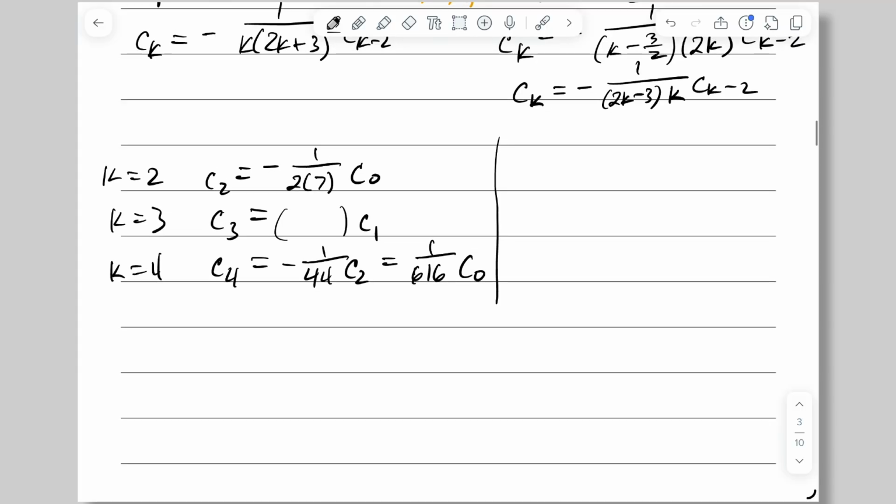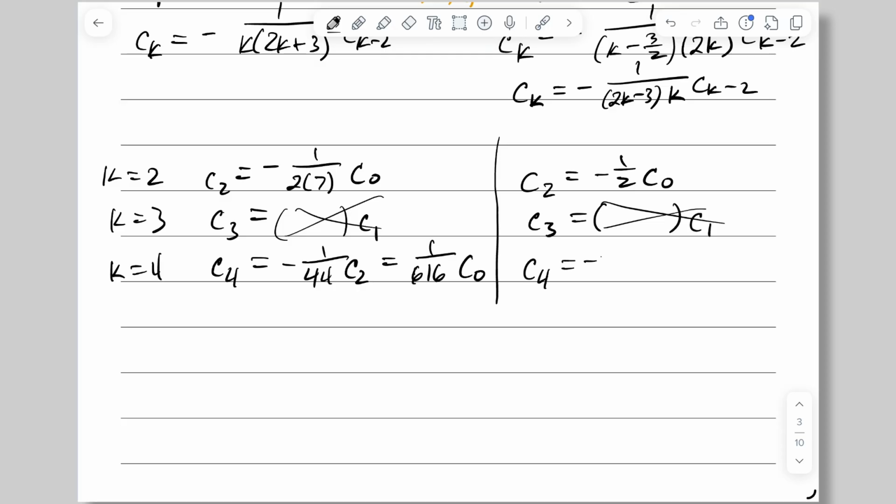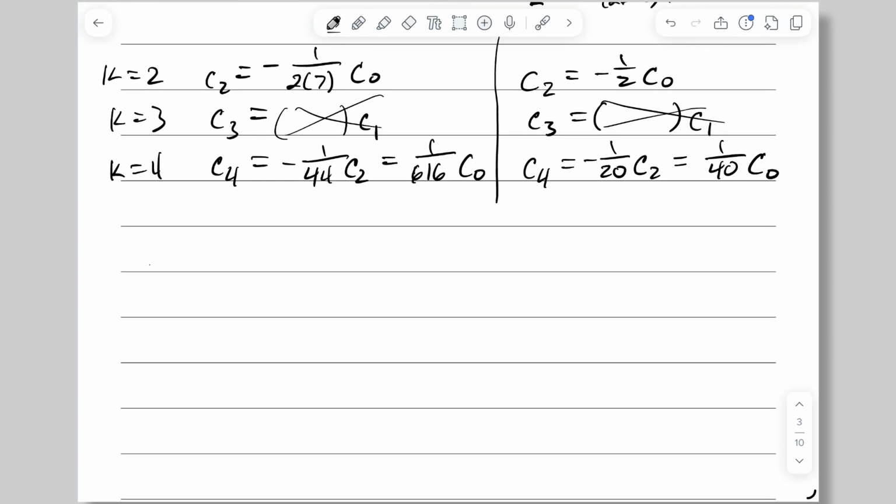Using the second recurrence relation, when k equals 2, we get c sub 2 is equal to negative 1/2 c sub 0. C sub 3 again depends on c sub 1, but c sub 1 is 0. And c sub 4 is negative 1 over 20 c sub 2, giving us 1 over 40 times c sub 0.